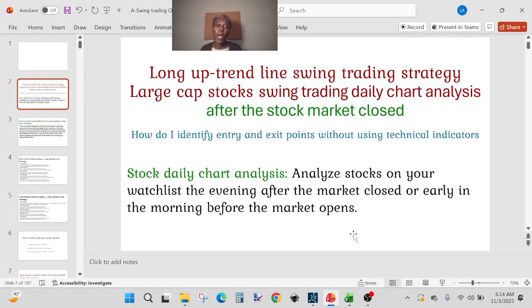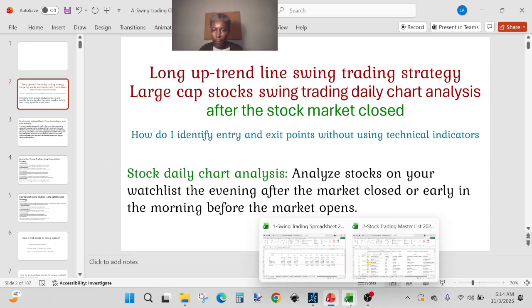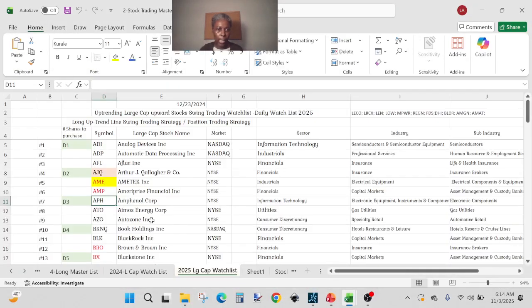Hello, how do I identify entry and exit points without using technical indicators? We have a few stocks that we can analyze together, and we are going to analyze those three.